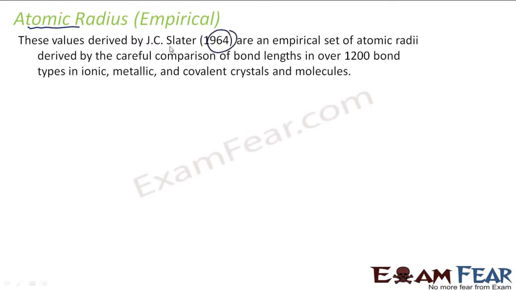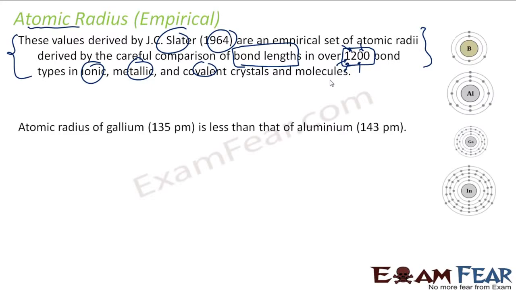So in 1964, this guy Slater did experiments and found the average atomic radius, or average bond length, over 1200 bond types. He took metallic, ionic, covalent crystals, and molecules. He did all the experiments and found the atomic radius for a lot of elements. He gave a chart, and that chart is very useful for us. According to his chart, gallium should increase, but the atomic radius is less, that is 135, and aluminium is 143.